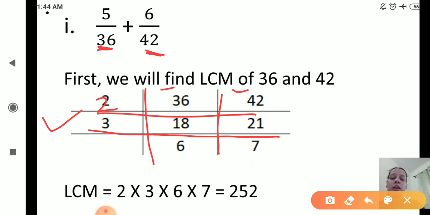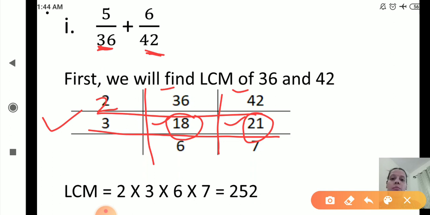Now 36 divided by 2. What will we get as the answer? That is 18. So below 36 you will write down 18. Why have I written here 18? 36 divided by 2 is 18. Now here I have written 21. Why have I written here 21? Because 42 divided by 2 is 21. Now here we got 18 and here it is 21.